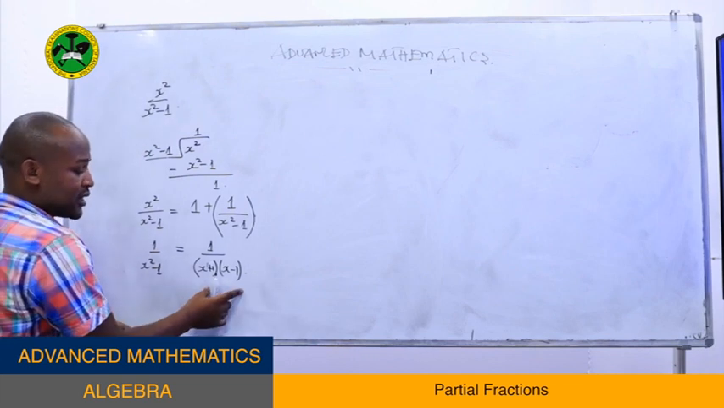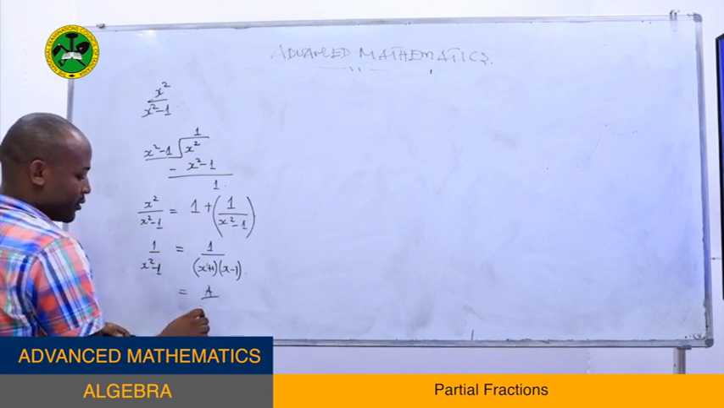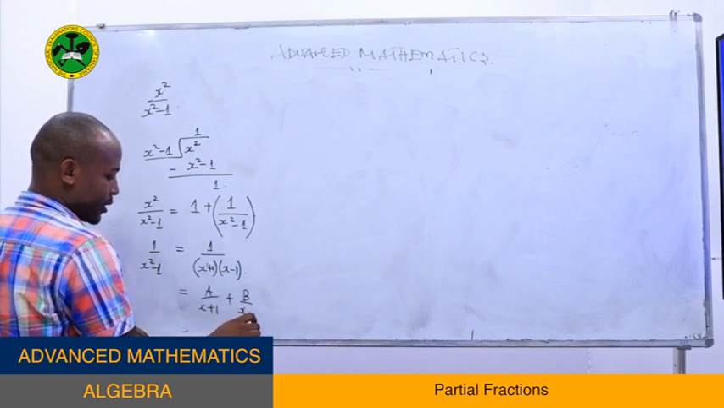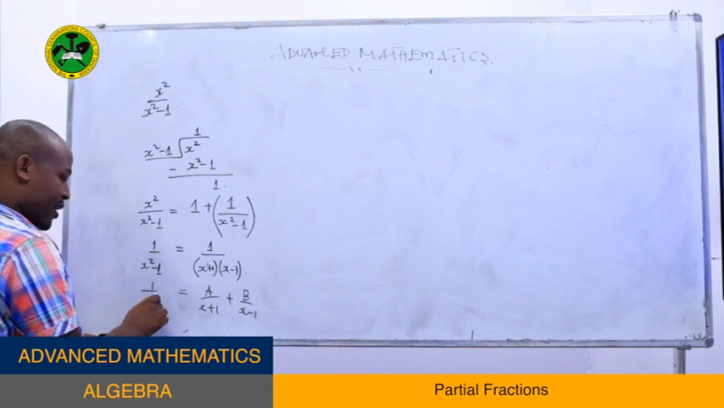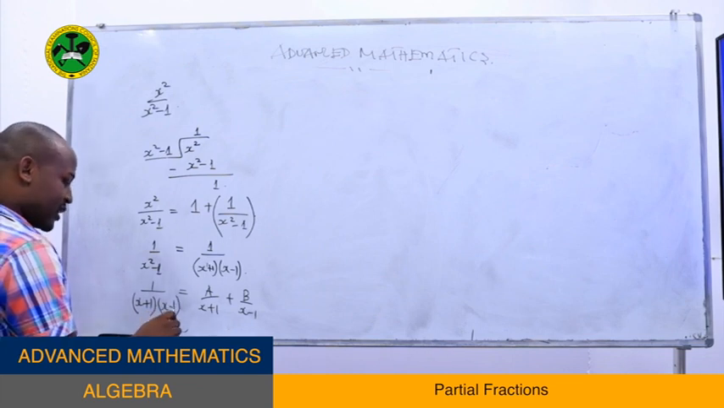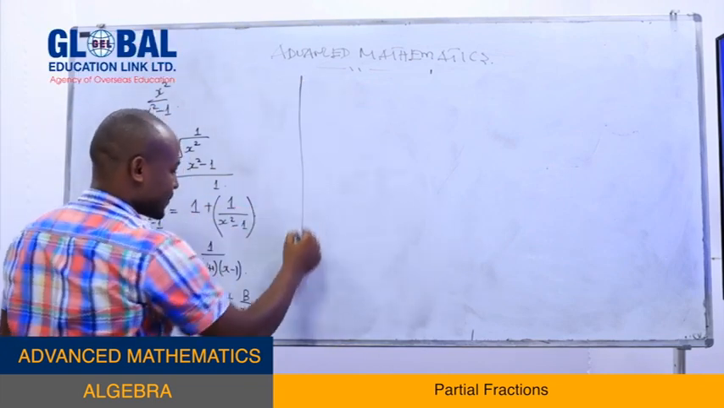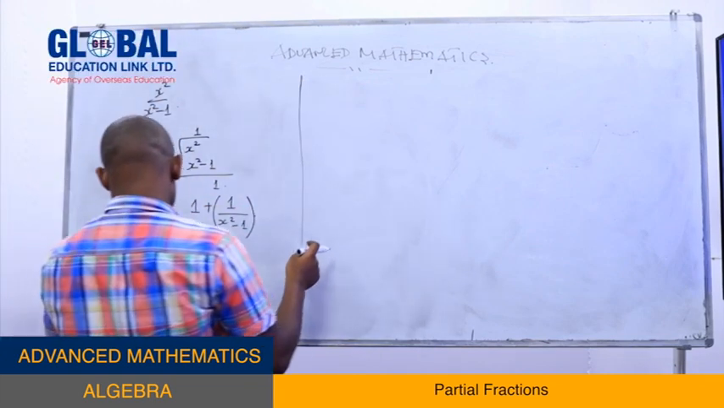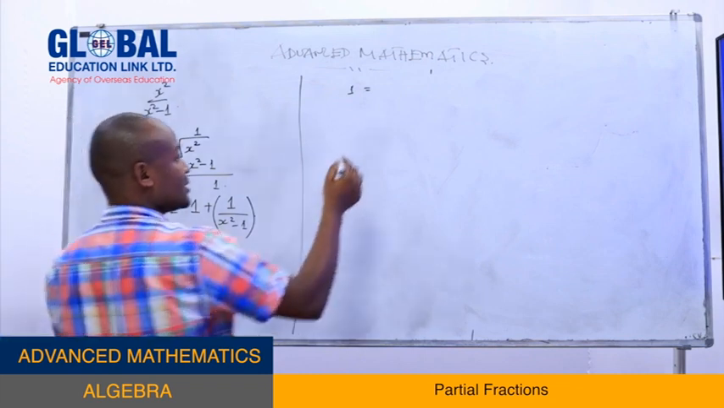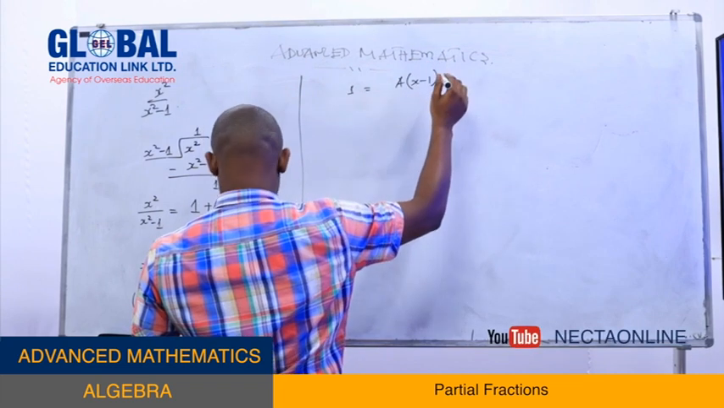Then the rules of partializing this is fairly easy. Then we have A over x plus 1 plus B over x minus 1, and this equals 1 over x plus 1 times x minus 1. That means we have to find the value of A and B. And how do we do that? There we have 1 equals to what? This and that is A.